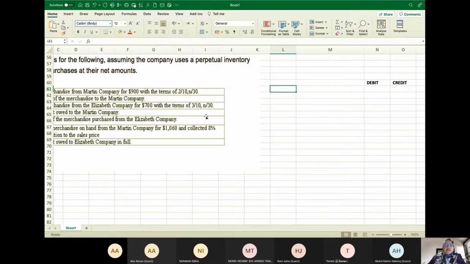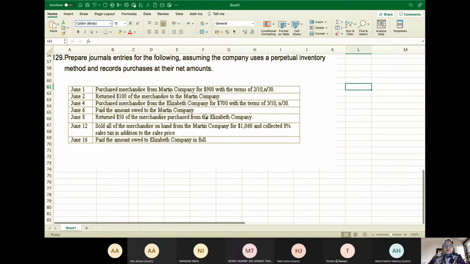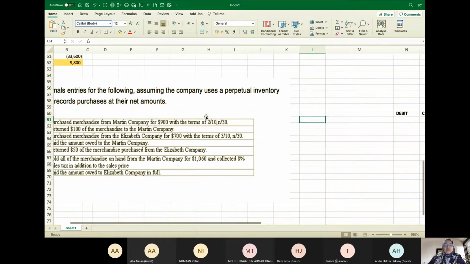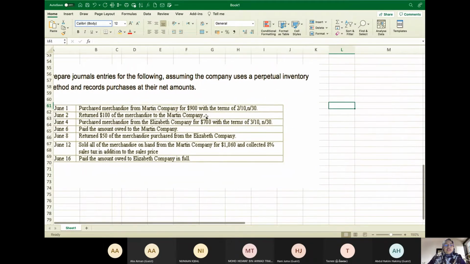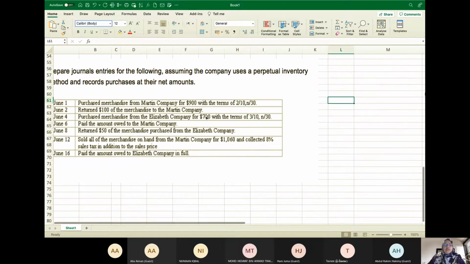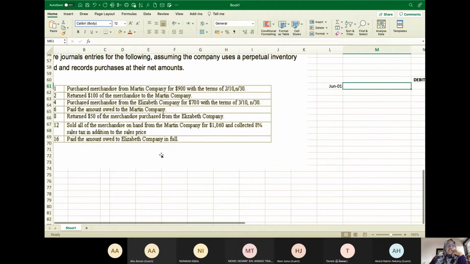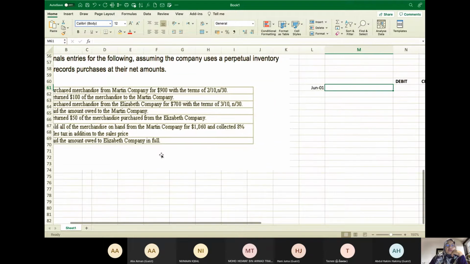Okay. So let's look at the first transaction. Purchase merchandise on June 1st. So you put in the date, June 1st. Purchase merchandise from Martin Company for 900 with the terms 2/10, net 30. So what will be your journal entries then? When you purchase on account from Martin Company, 900, terms 2/10, net 30, how are you going to record this?